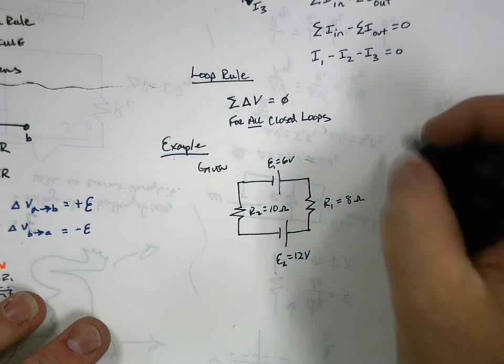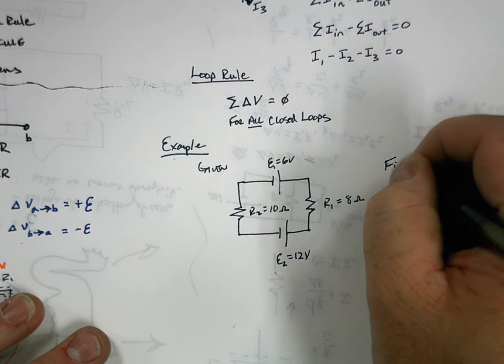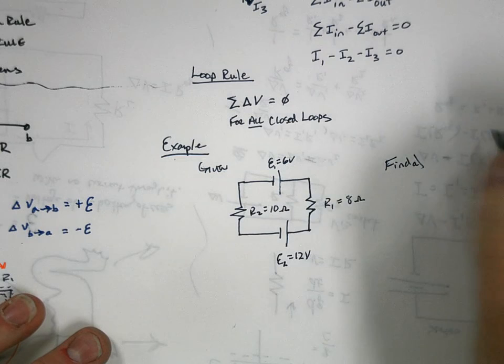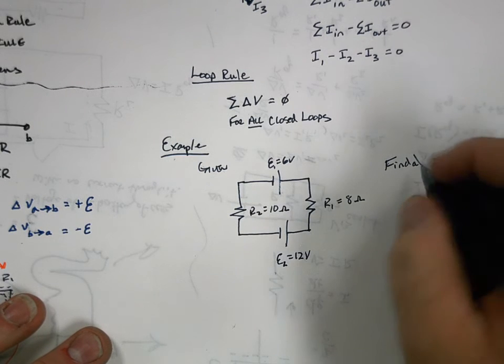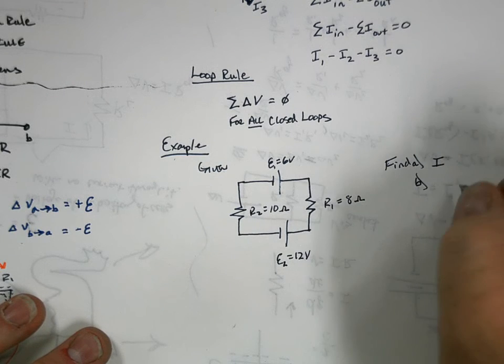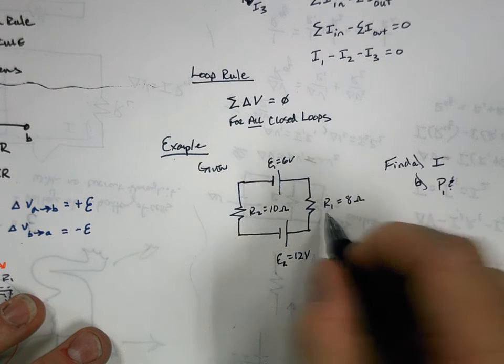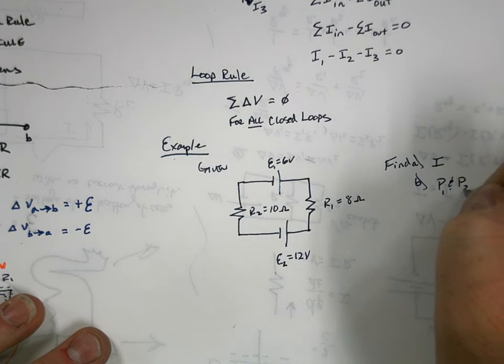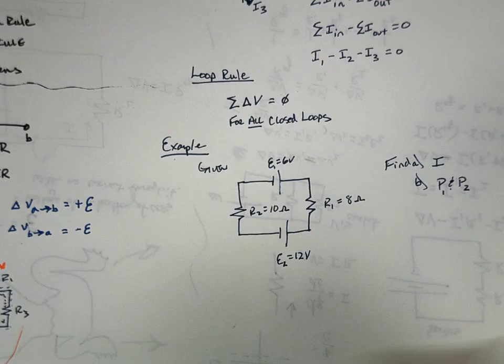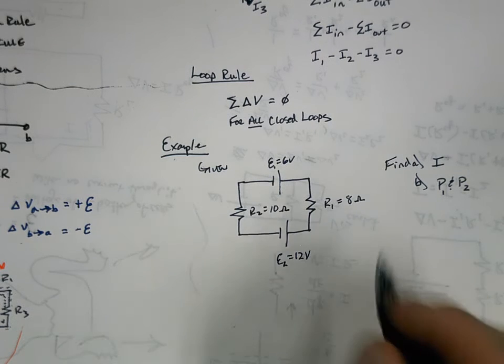Okay, I want you to find A, the current, and B, find the power output for each resistor. So the power for P1, the power for each resistor. All right, so we're going to solve for A.